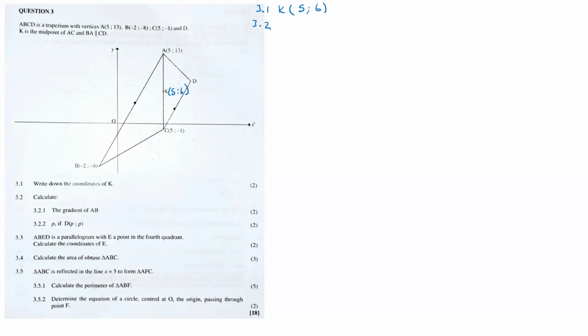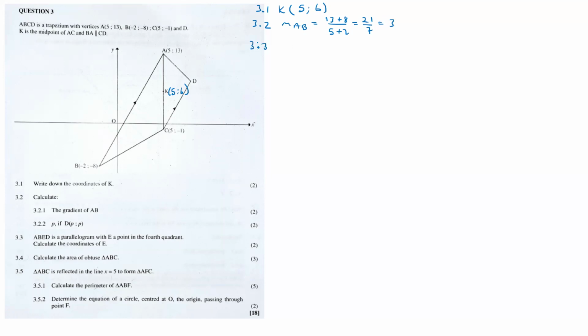3.2. The gradient of AB, again, another easy 2 marks. Why? Because the coordinates are already given. So the gradient of AB will be equal to 13 minus -8, which is plus 21, over 5 minus -2, which is plus 7, and 21 over 7 is equal to 3.